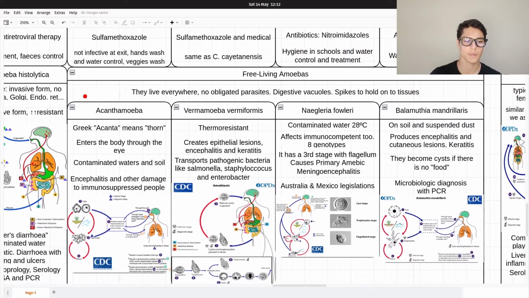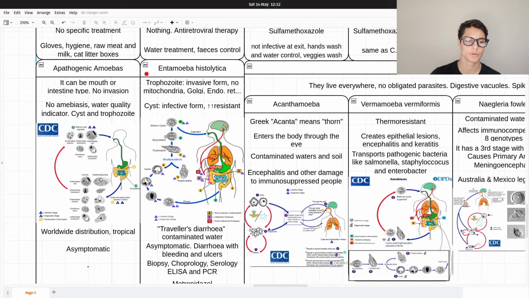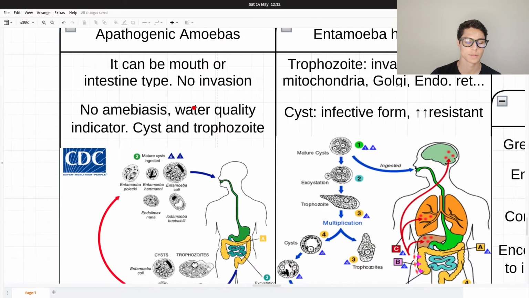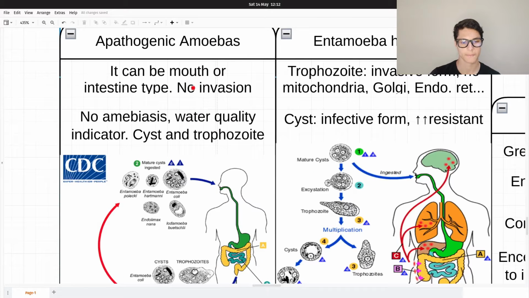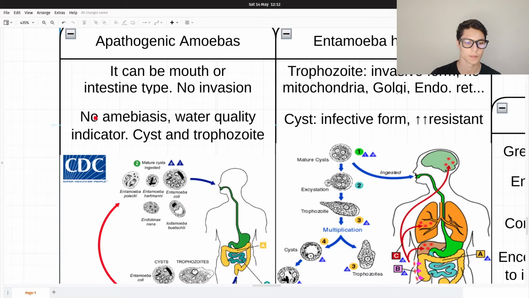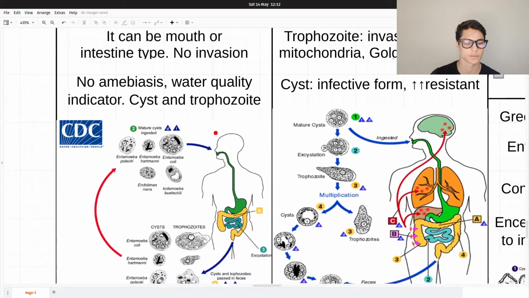And then we have amoebas. We are going to view apathogenic, pathogenic, and free-living amoebas. Starting with apathogenic amoebas, well, we have two types, the mouth or intestine types, and they do not invade tissues, no invasion. They do not create amoebiasis, and yeah, they are water quality indicators, and they have two forms, the cyst and the trophozoite.